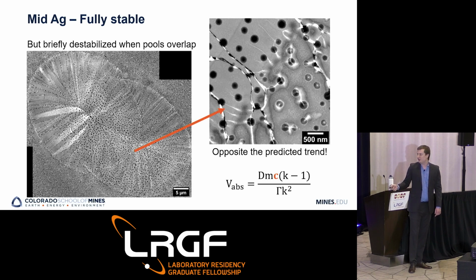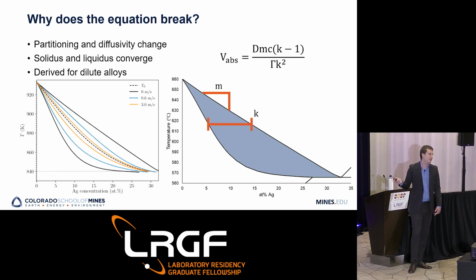But it doesn't fit the equation that we use to predict when we get a fully stable interface. It says that as we increase composition, it should be a higher velocity, and this is a lower velocity. So that doesn't work. Why not? Well, there's a variety of reasons, but the short answer is we're breaking almost every assumption the equation's derivation made.